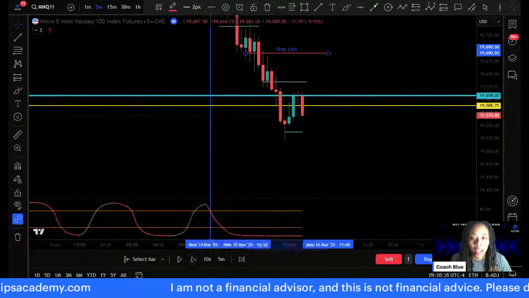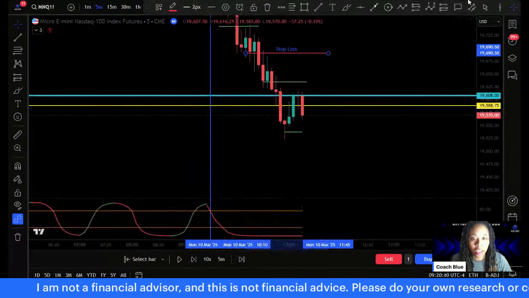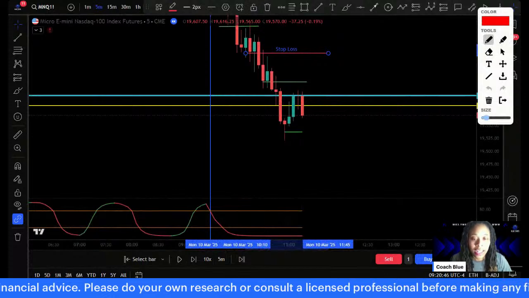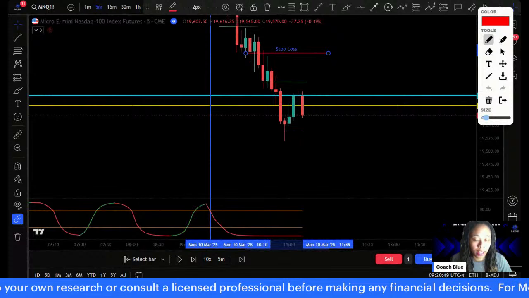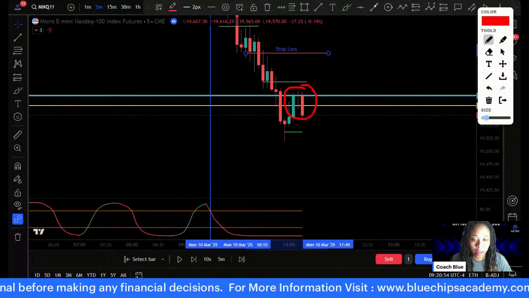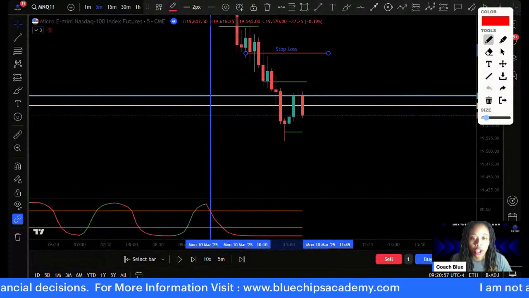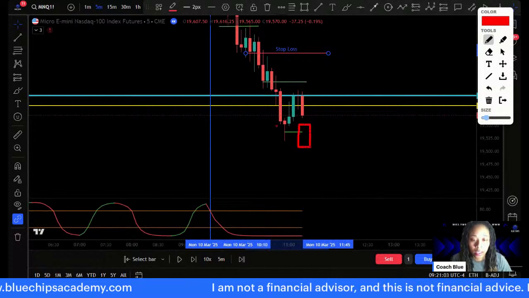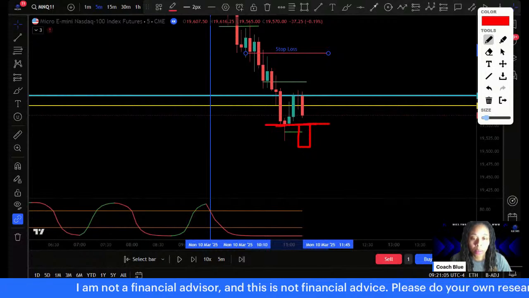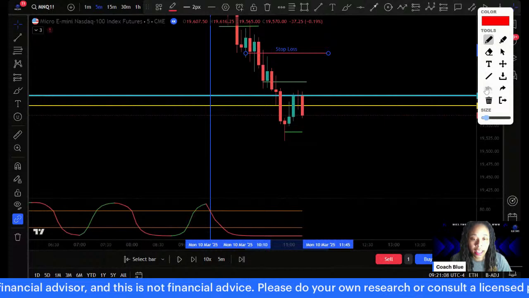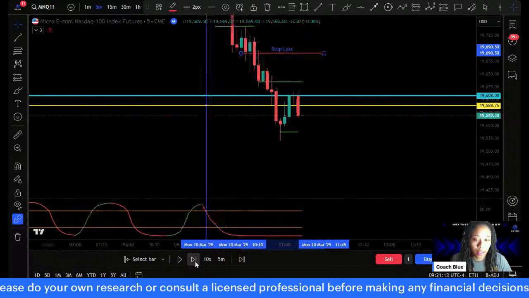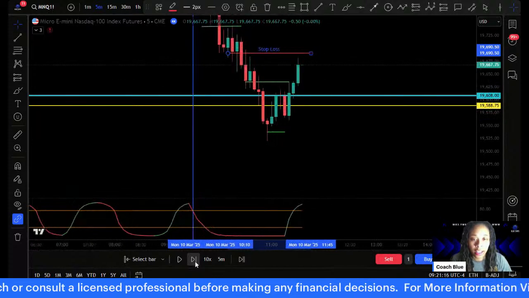In this case, for this continuation pattern, we did not get a bearish engulfing candle, but this is actually an evening star right here. However, you want price to break past where it found support. This is where it found support here, and we want price to break past that to indicate we're going to get continuation. So let's keep playing it out. We still didn't get anything.